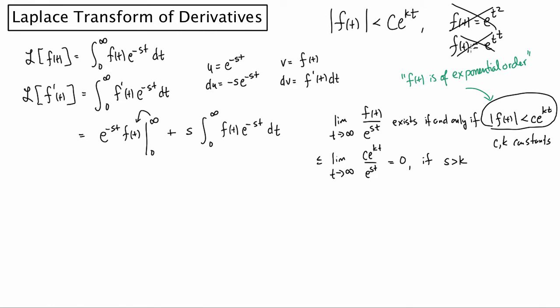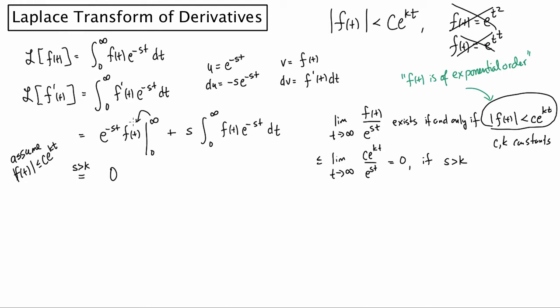So we're only looking at functions that grow slower than an appropriate exponential. And so we're looking at functions that are of exponential order. What this causes is, if we now assume that f of t grows slower than an exponential, then that causes this limit to be 0 as long as s is greater than k.